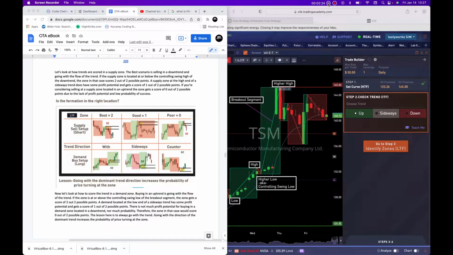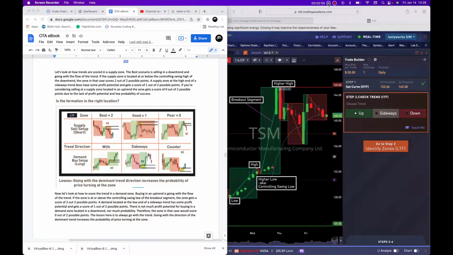Buying in an uptrend is going with the flow of the trend. If the zone is at or above the controlling swing low of the breakout segment within the uptrend, the zone gets a score of 2 out of 2 possible points. A demand zone located at the low end of a sideways trend has some profit potential and gets a score of 1 out of 2 possible points.